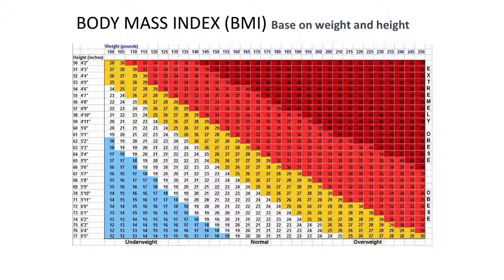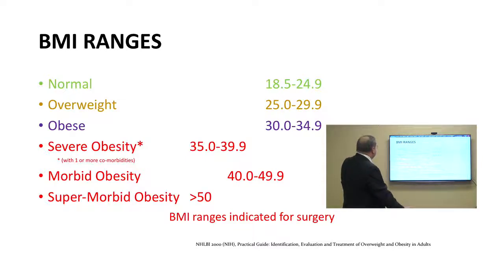The body mass index in red are the ones that qualify patients for surgery. And here, again, we see normal, overweight, obese, and what you see in red is what qualifies patients for surgery.